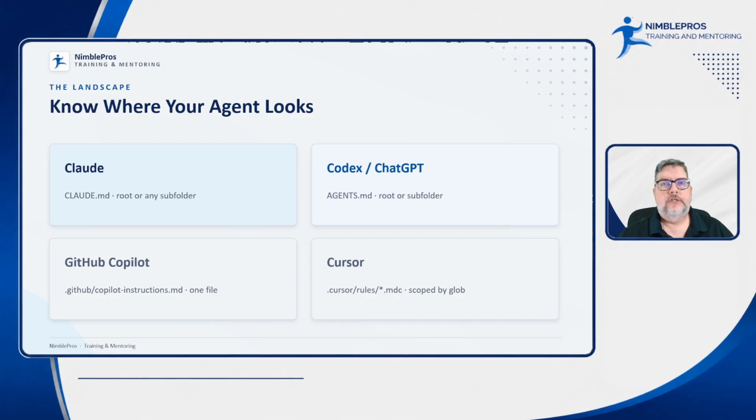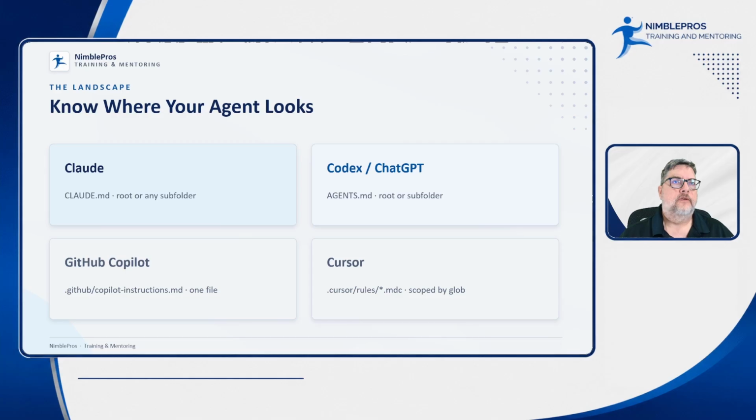So depending on which coding agent you're using, there are going to be different places that it looks. With Claude, it looks for this Claude Markdown file, and there are various levels, and we'll talk about where these go in a minute. Codex, which is ChatGPT's agent, looks for the agents Markdown file. GitHub Copilot looks for a Copilot instructions file. But it also has one advantage over Claude and Codex and the others, in that it will also honor a Claude file or an agents file if it finds those files in the project.